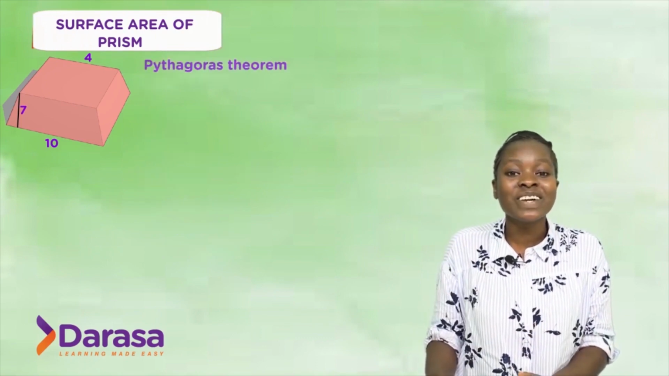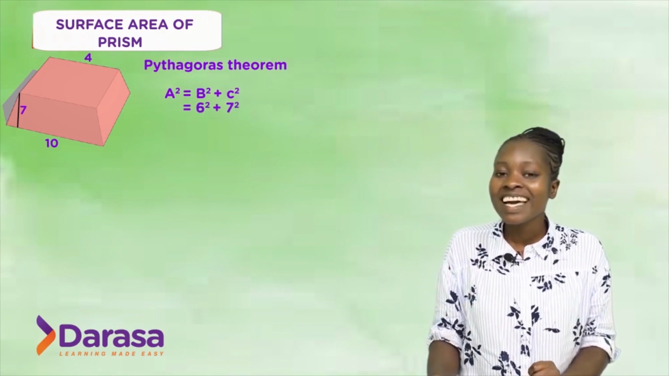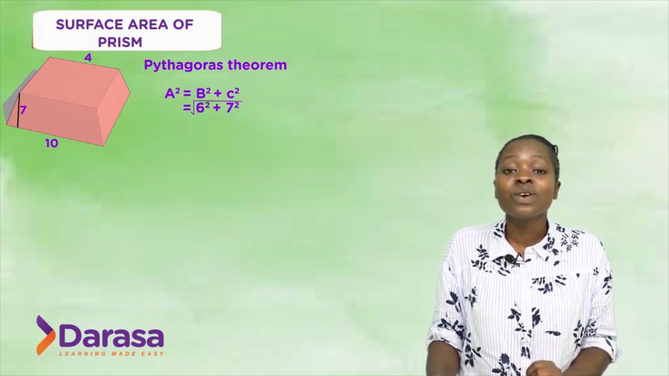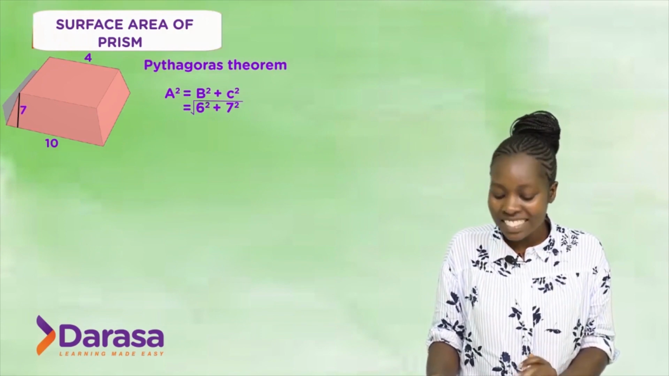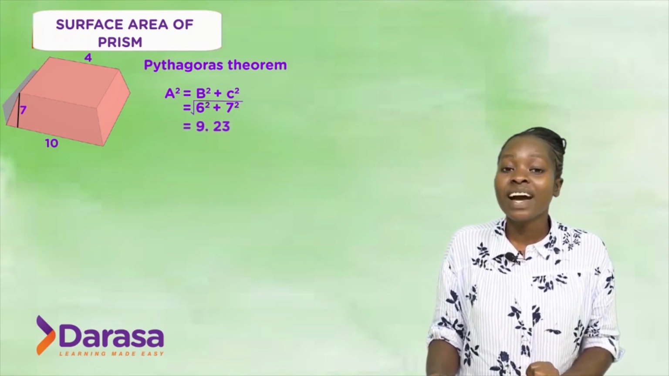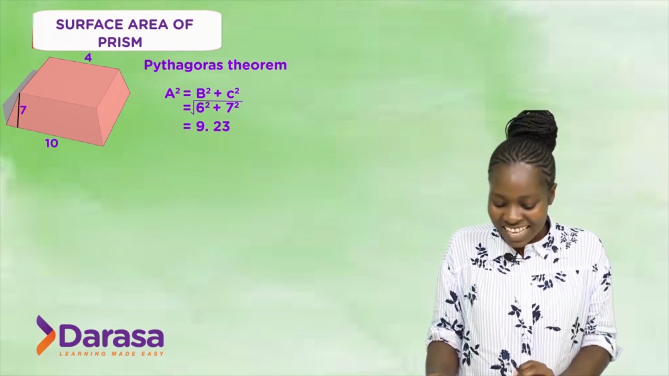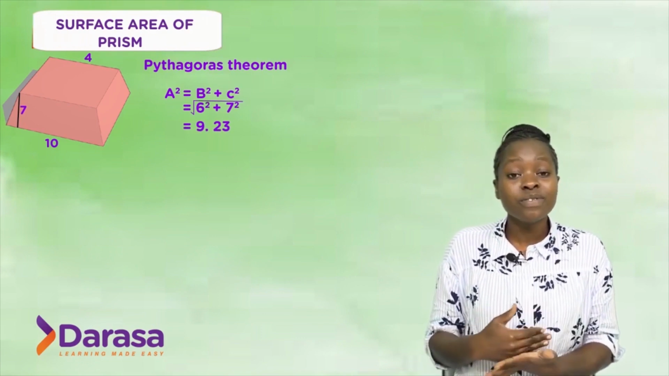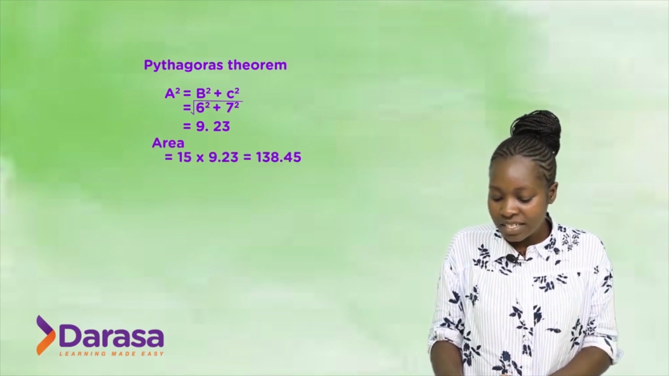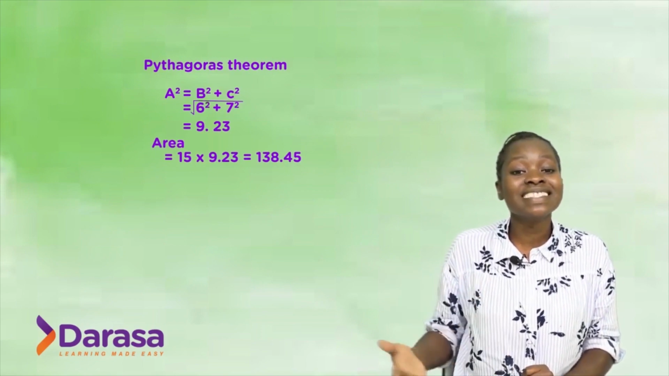Using Pythagoras theorem, we are going to find our hypotenuse, and it is this hypotenuse that is going to act as our width. So calculating, we are going to find our hypotenuse as 9.23. So now our width is 9.23 and our length is 15. So 15 times 9.23, you're going to get 138.45. So now we have our 6 sides.